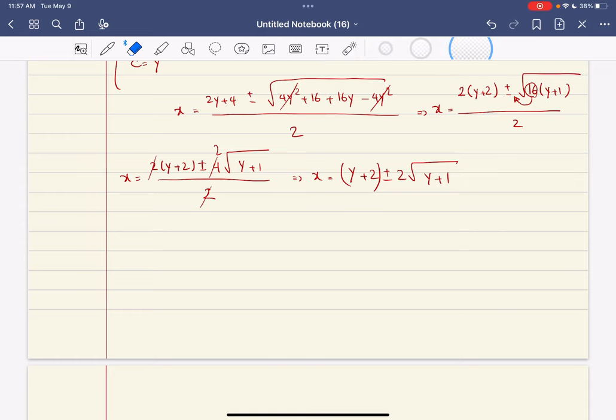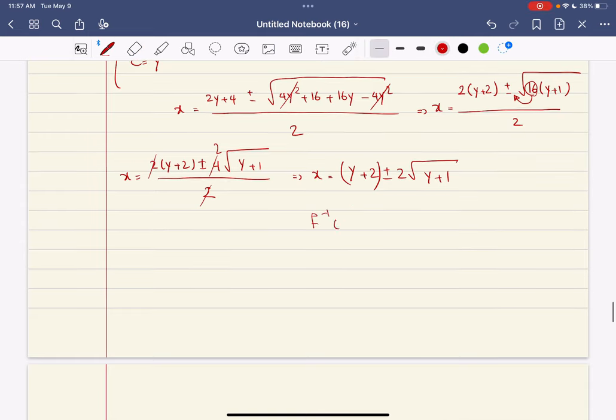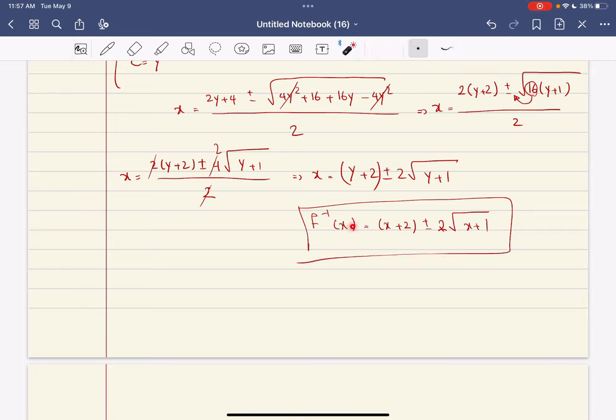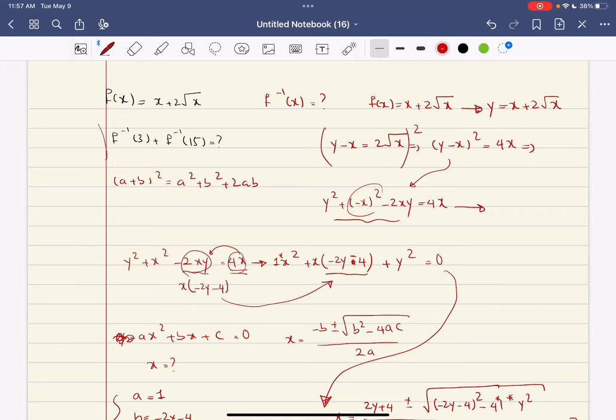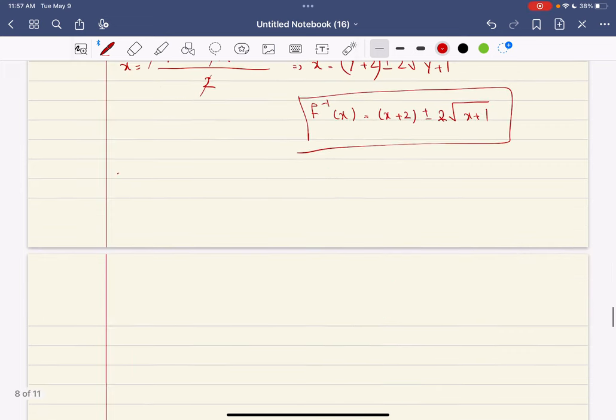So it means that the inverse of f at x is equal to x plus 2 plus minus 2 times root x plus 1. This is the procedure that we do to find the inverse of f. We find x as a function of y, then we replace x with y. So it would be x plus 2 plus minus 2 times root x plus 1. So the question was asking us for finding this. What is the answer for that?